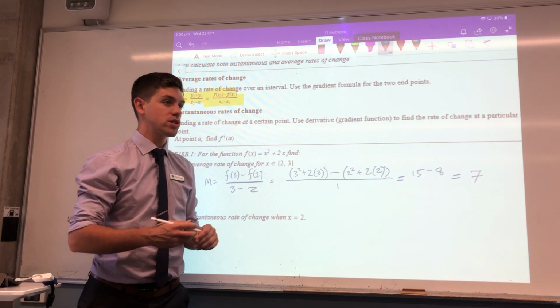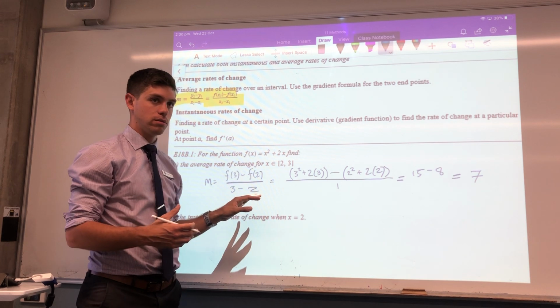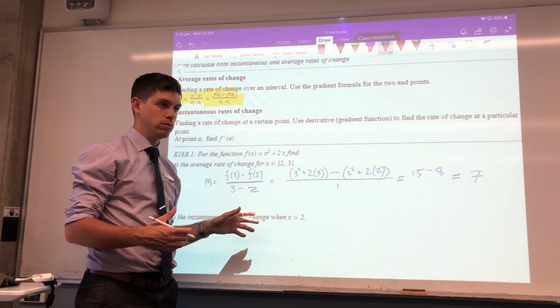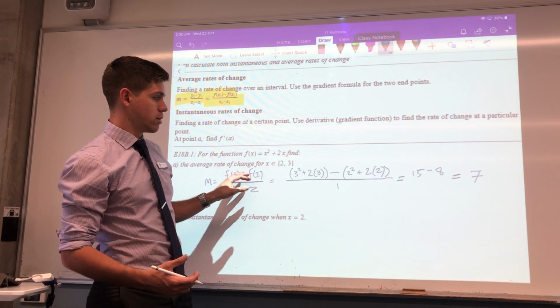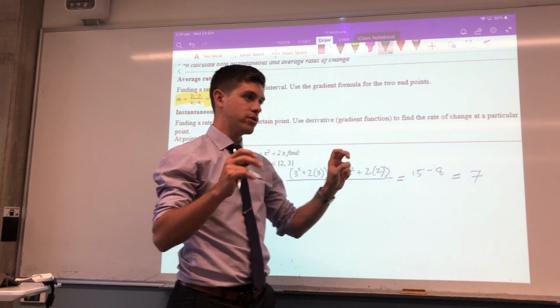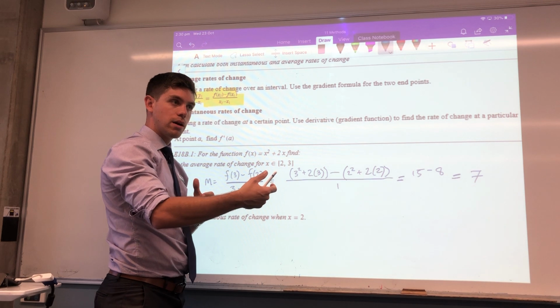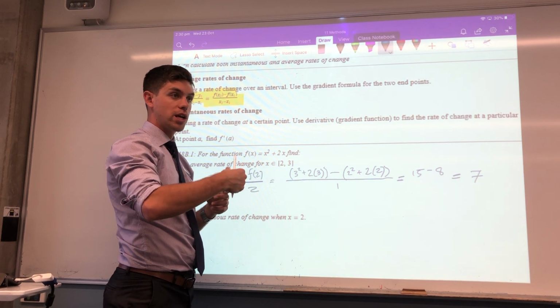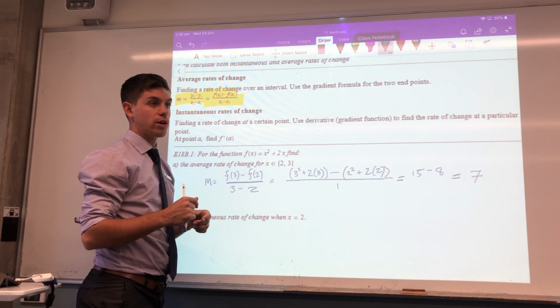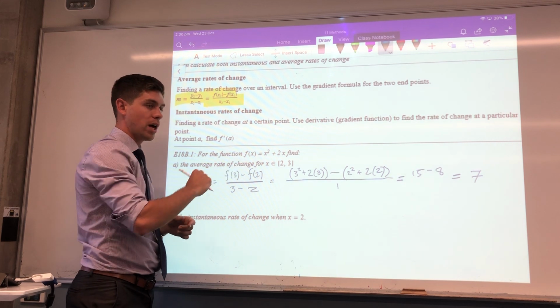So in other words, we don't have any units for this particular example. We don't have any context. We just have a number 7, that the average rate of change is 7. So for every unit that the x values increase by 1, the y values increase by 7, over that particular interval.